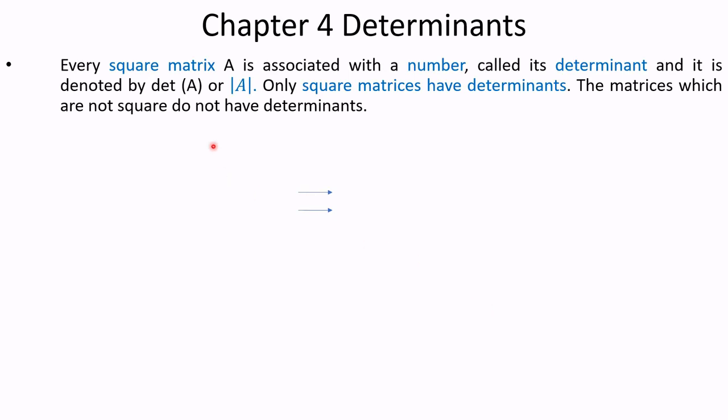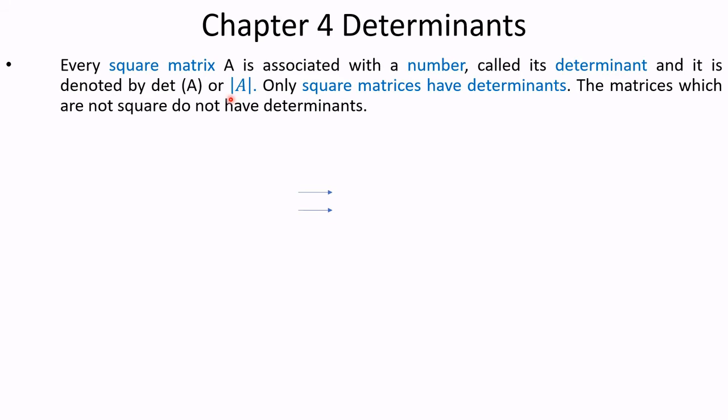Every square matrix A is associated with a number. So determinant is a number of a square matrix. It is very essential that for a determinant to exist, there should be a square matrix. The determinant is denoted by det A within small brackets, or A written between two vertical lines. These are two vertical lines and in between there is A.